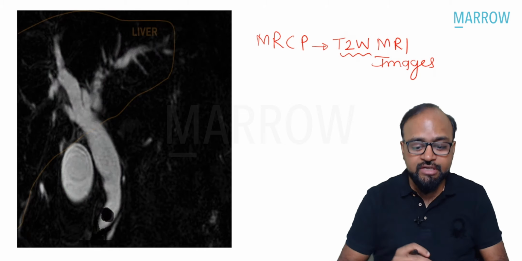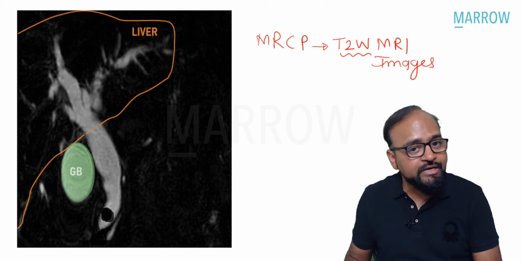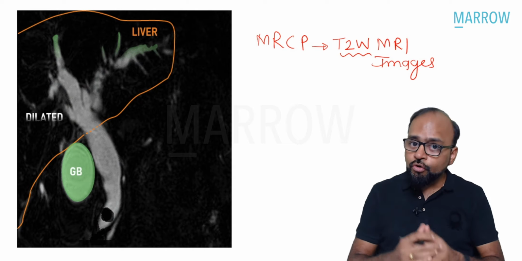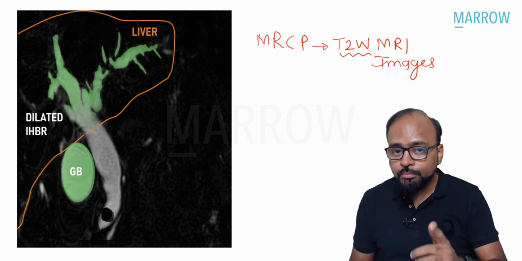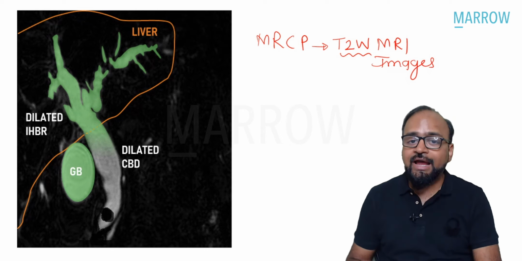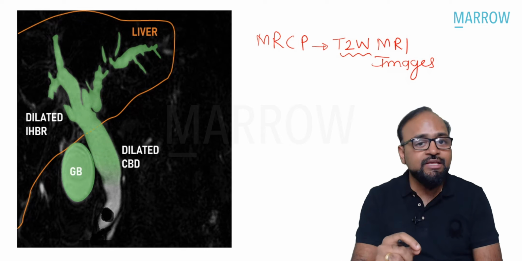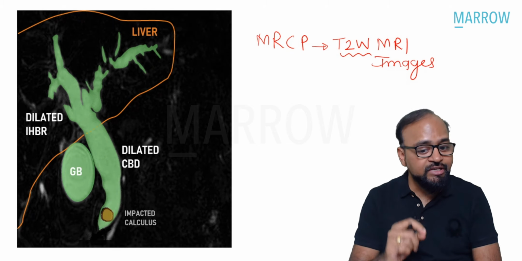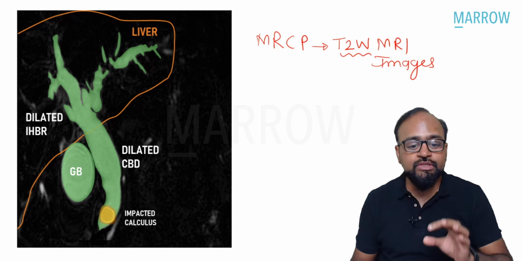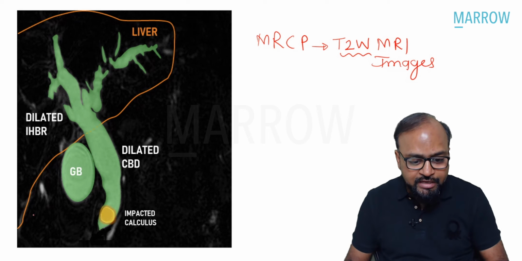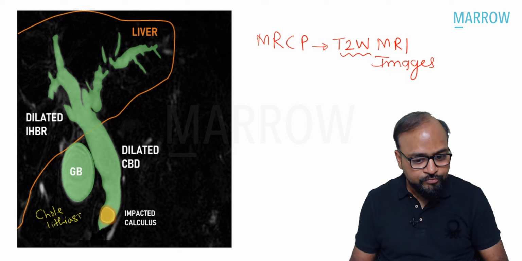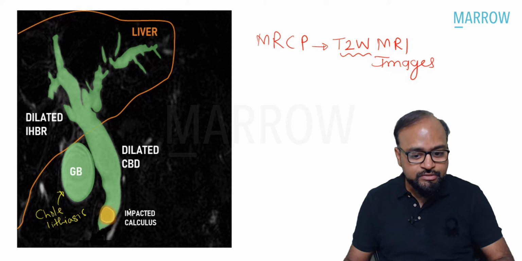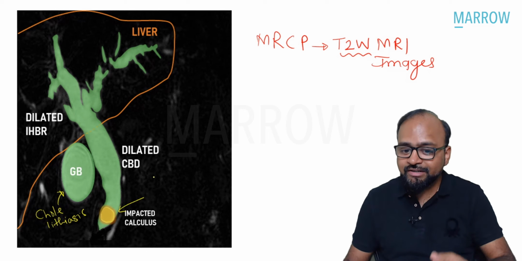Look at these magic view graphics again. So this is where the liver is. This is where the gallbladder is. You can see the dilatation of the entire biliary tree, intrahepatic radicals, as well as the common bile duct. Why so? Because there is an impacted calculus at the terminal CBD, and this calculus is appearing as a filling defect. A calculus within the gallbladder is called cholelithiasis, right?